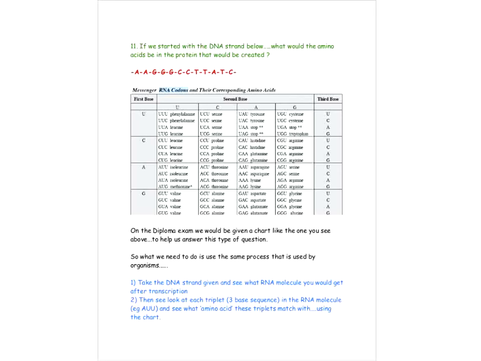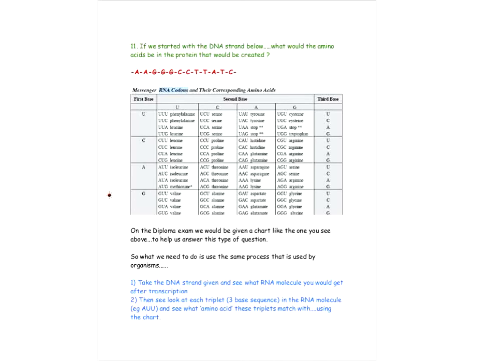Okay, so here's a question that's going to apply what we were just looking at. If we started with the DNA strand below, what would the amino acids be in the protein that would be created? So we're starting with DNA. We know we're going to have to go to RNA and then eventually produce a protein from it. On the diploma exam, we would be given a chart that looks like this one, and that would help us answer the question.